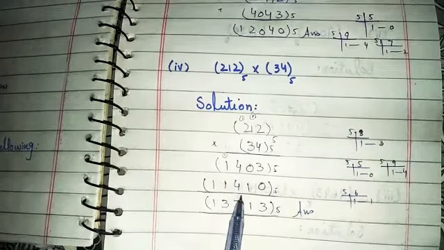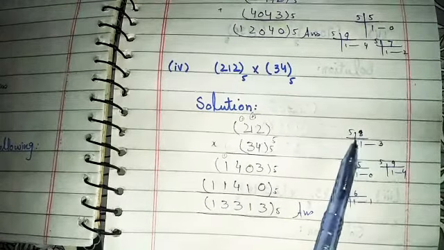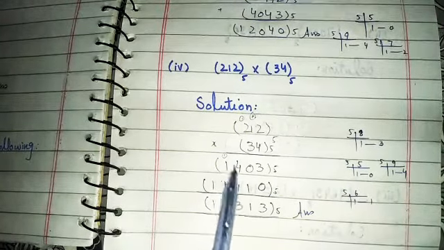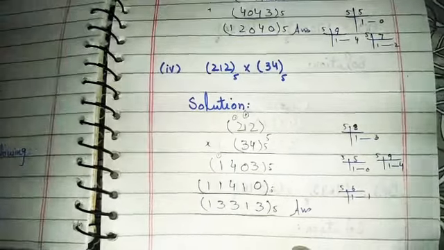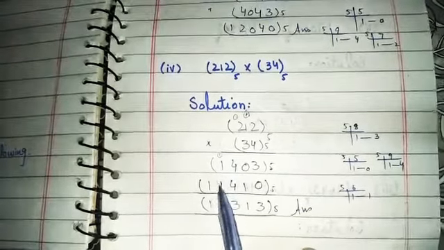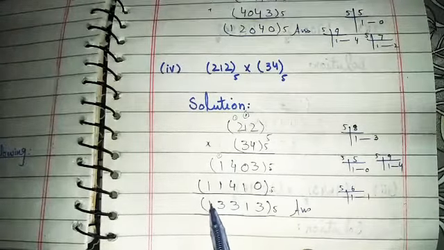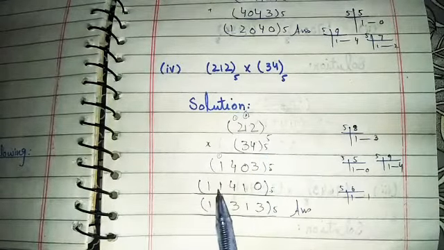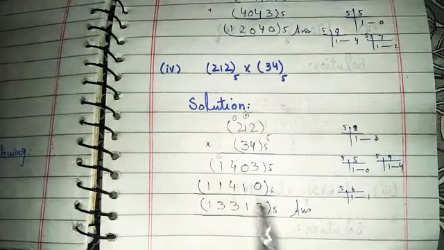4 plus 4 we got 8. We cannot write 8, so we will divide it. 5 ones are 5 and 3 is our remainder. So we will write here 3 and 1 carry to the next column. 1 plus 2, 1 plus 1 is 2, 2 plus 1 is 3. 3 will write as it is and 1 will write as it is. So the product of these two base 5 numbers is 1 3 3 1 3 with base 5.